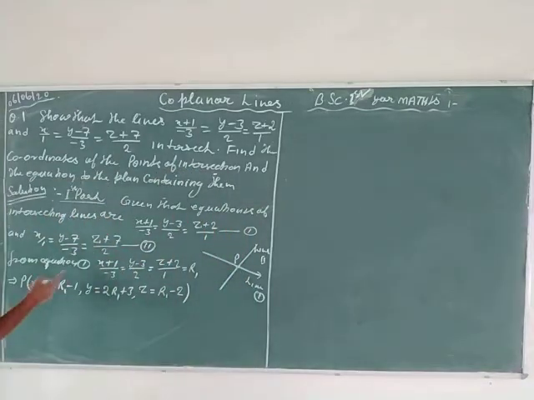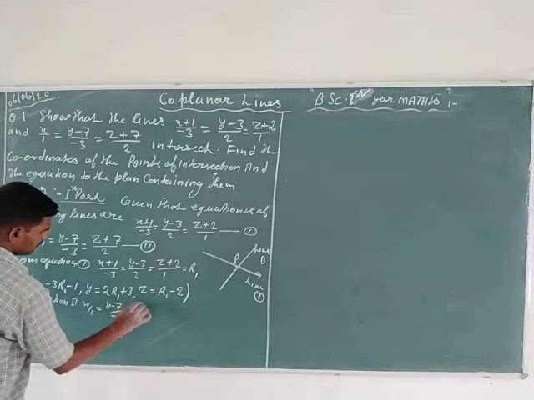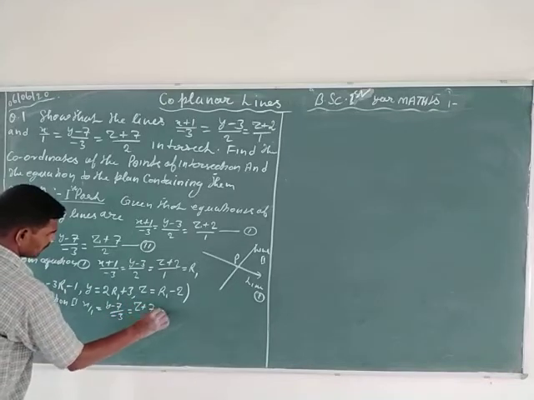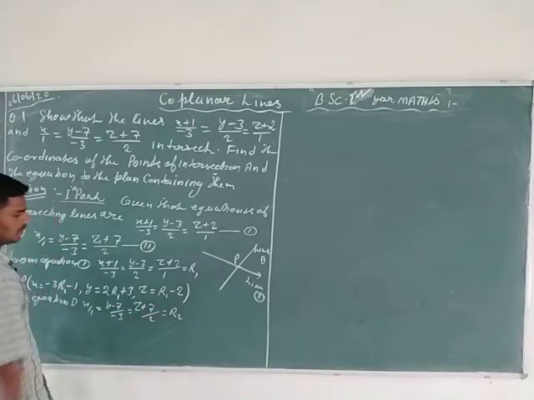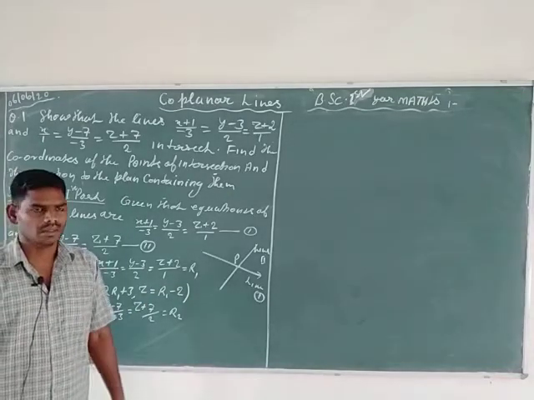And similarly from the second equation, given the straight line equation x by 1 is equal to y minus 7 by minus 3 is equal to z plus 7 by 2 is equal to r2. Here consider r2. r2 is the distance between 2 points on the given second line.